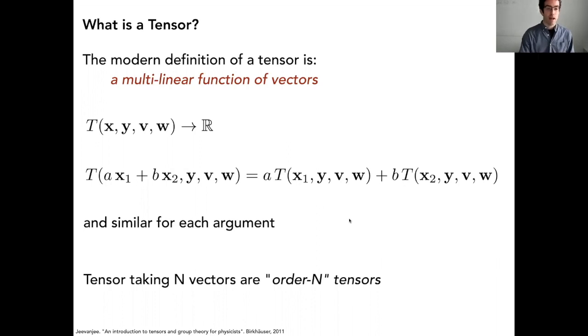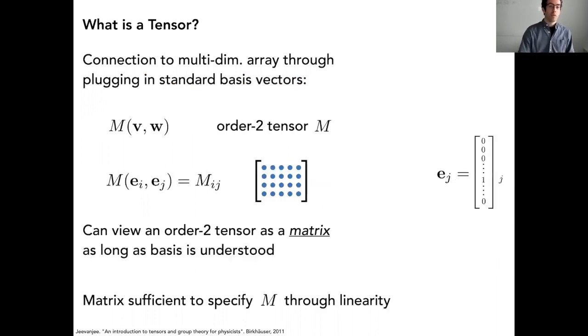So how does that connect back to this multidimensional array picture? Well, let's take a concrete example of one that we know. Let's take an order 2 tensor. So this is a function that's multilinear that eats 2 vectors. So the way you get back to this multidimensional array picture is you just plug in all the standard basis vectors into the 2 slots. So standard basis vectors meaning vectors that are all 0 except for a 1 in the jth slot. You just plug those in, every different combination, and whatever number comes out fills out a matrix, a two-dimensional array.